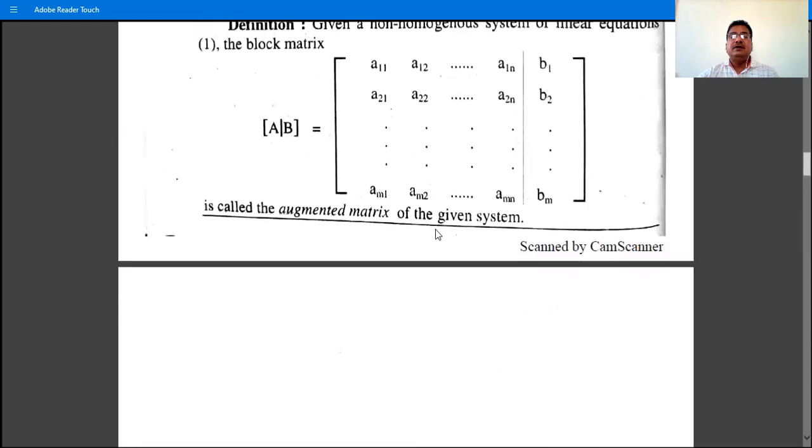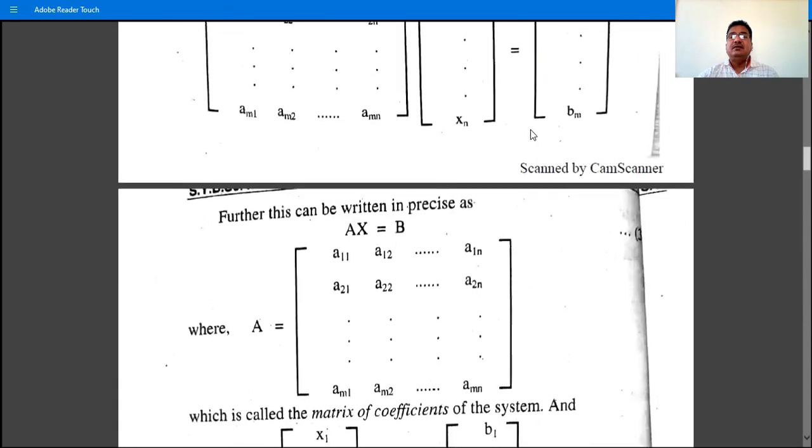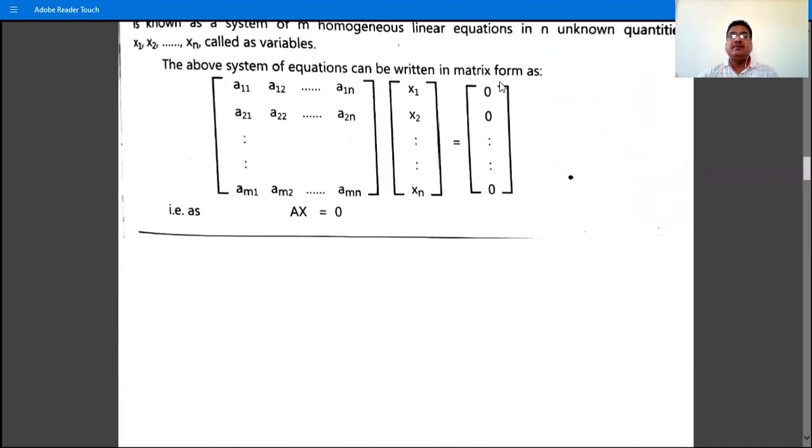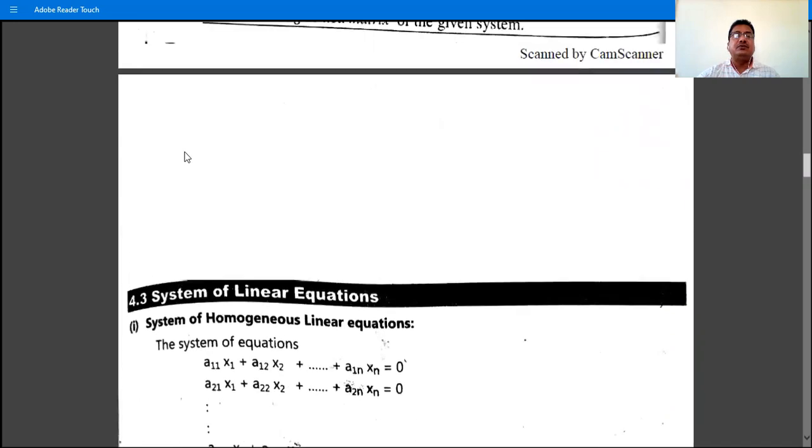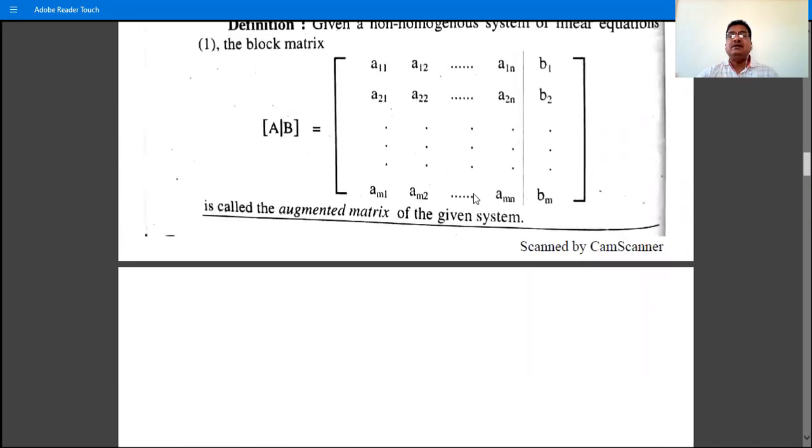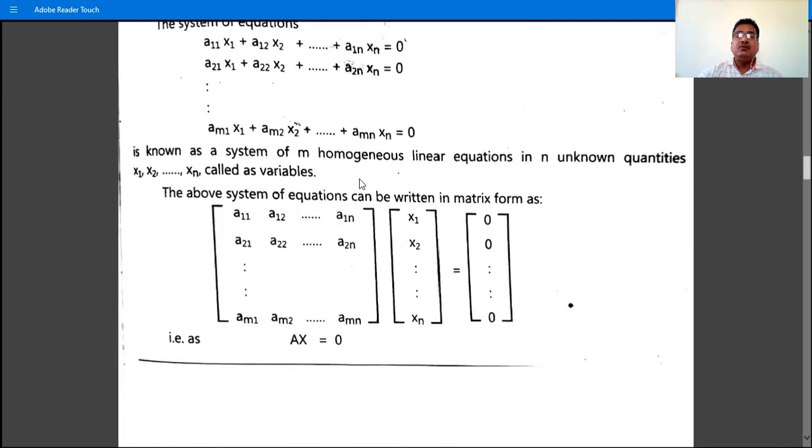In the homogeneous system, the column matrix B is 0, and obviously A0 or AB is the coefficient matrix with an additional column, and all the entries in this column are 0 in the homogeneous system.